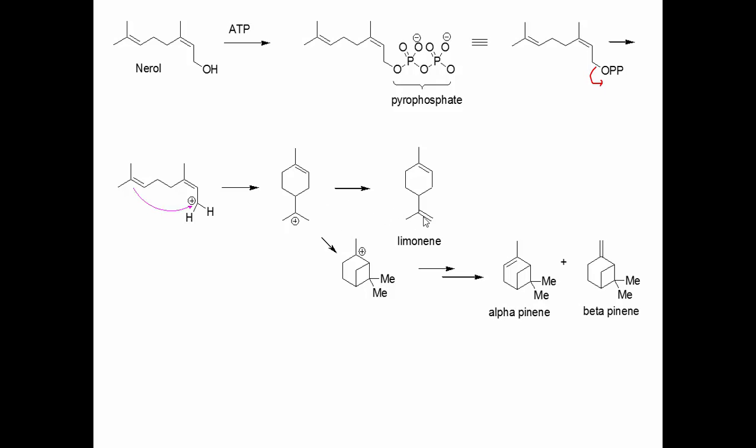We could lose the adjacent hydrogen here to make limonene, or we could have this carbon here attack to give us a bicyclic compound that's starting to adopt the structure of pinene. So once you get this carbocation, you could get either alpha or beta pinene, depending on how it eliminates the hydrogen. So common terpenes are made through carbocation-like chemistry that you've seen earlier in the class, or in the previous class probably.